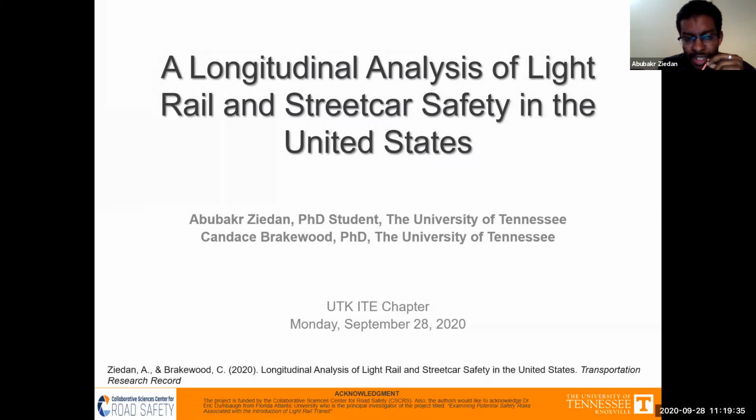Before I start, I would like to thank Dr. Beckwood, who was the co-author of this study, as well as the Cooperative Science Centers for Road Safety for funding this study, as well as Professor Eric Dunbar from Florida Atlantic University, who is the principal investigator for this project.